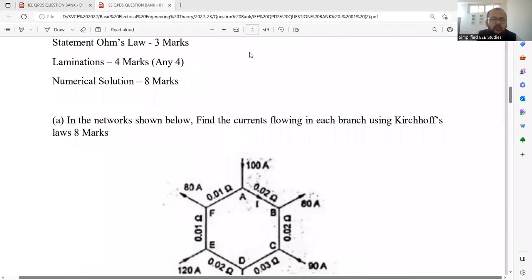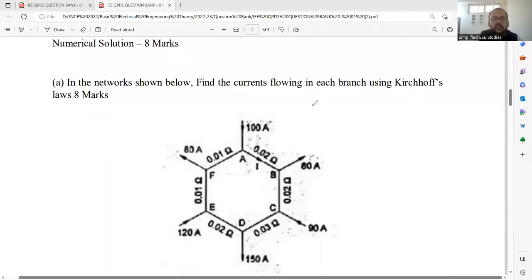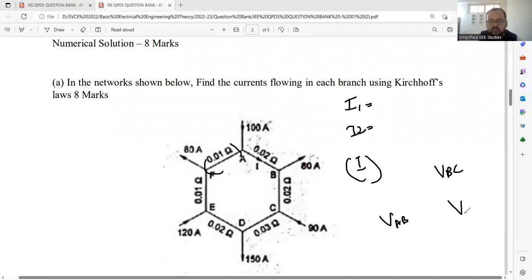Another important problem is related to KCL and KVL. Apply KCL and KVL. Here, first of all, you have to mark the direction of current. Each direction of current, I1, I2, everything you have to calculate in this branch. Finally, you have to calculate the total current. Fine. What is the value of current? If you know the value of current, each branch voltage can be calculated, like VAB, VBC, VCD. Likewise, you can calculate each branch voltage.